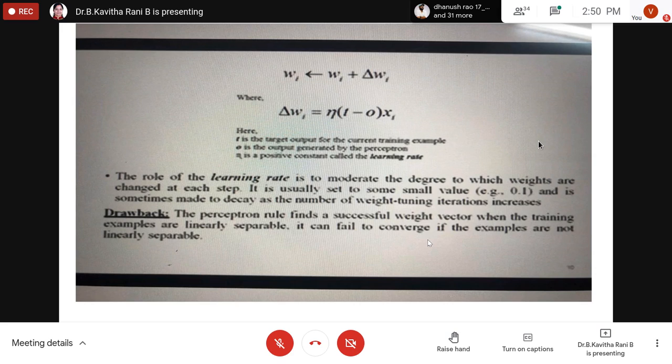The drawback of the perceptron rule is that it finds a successful weight vector only if the examples are linearly separable. It can fail to converge if the examples are not linearly separable. So this is not used for non-linearly separable models. This is only used for linearly separable ones. This is the main drawback of the perceptron.